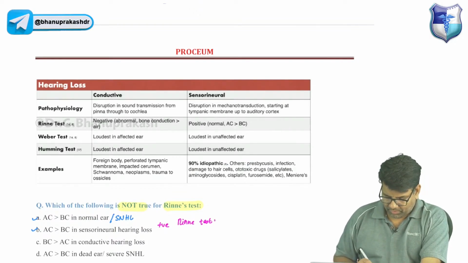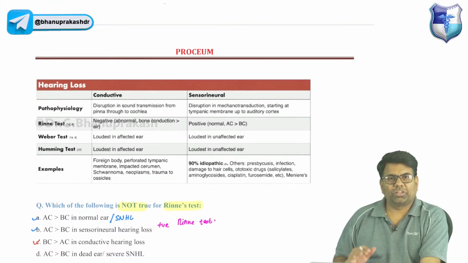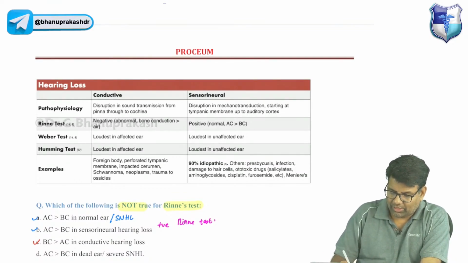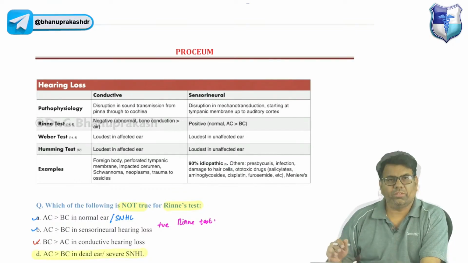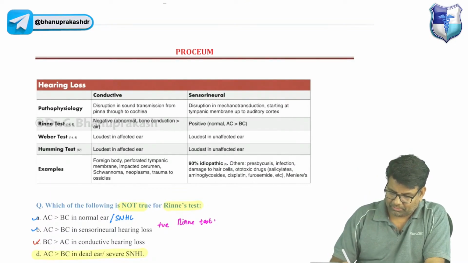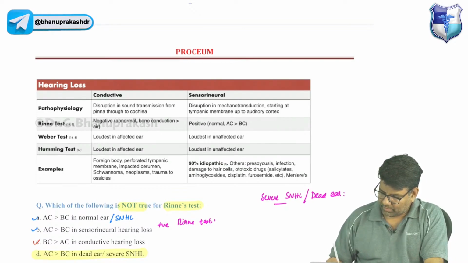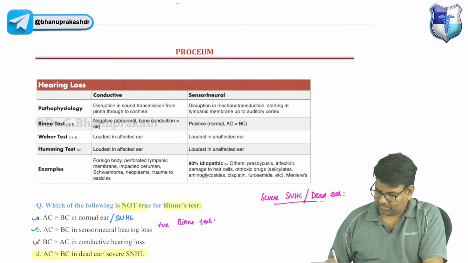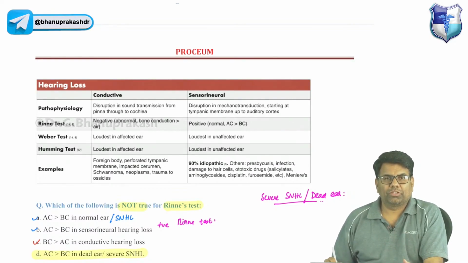Then coming to option C, BC is more than AC in conductive hearing loss. This is also true. Converse of what we have discussed in option A and B. So, bone conduction is more than air conduction in conductive hearing loss. Now, by way of exclusion, we can say that the answer is option D. Let us discuss what actually this option D is. Now here the condition is severe sensorineural hearing loss or dead ear. Now here what happens, there is no air conduction as well as there is no bone conduction.